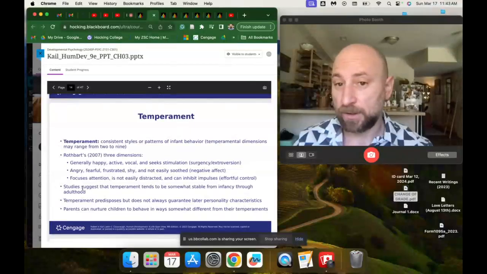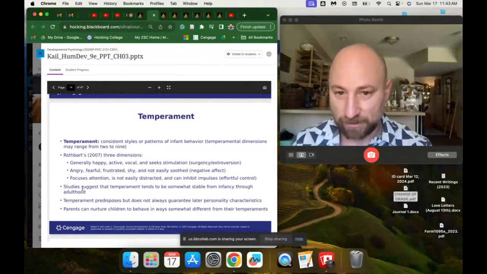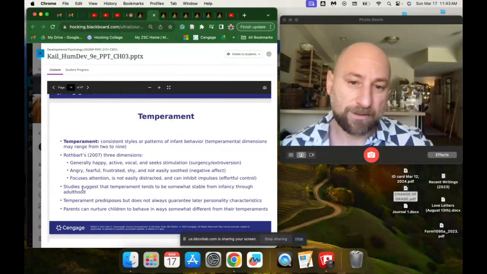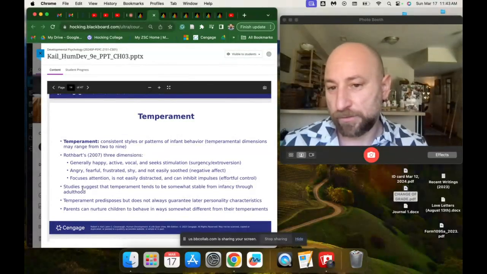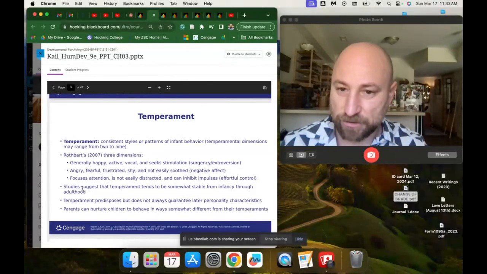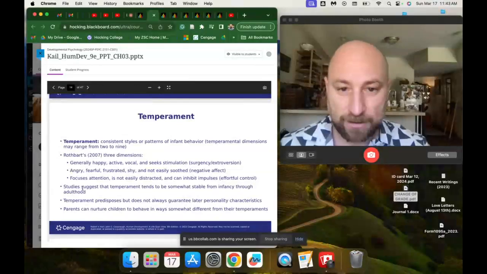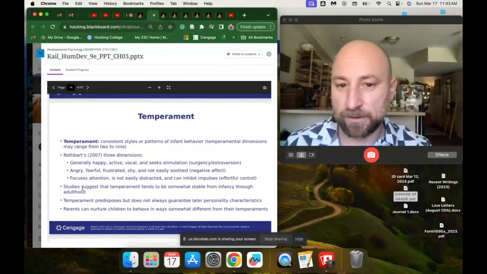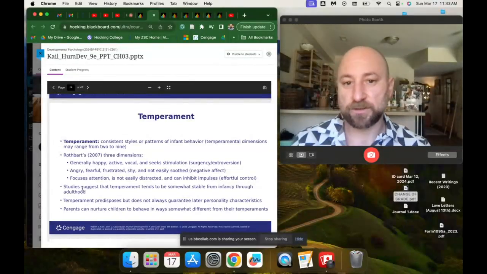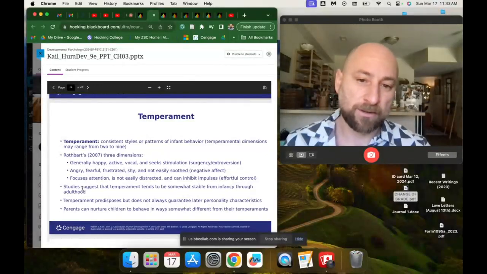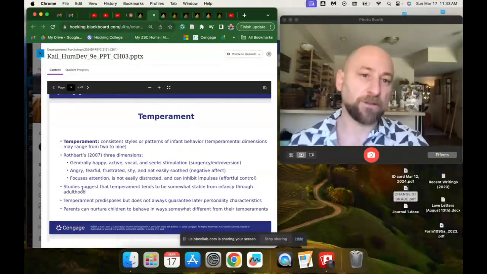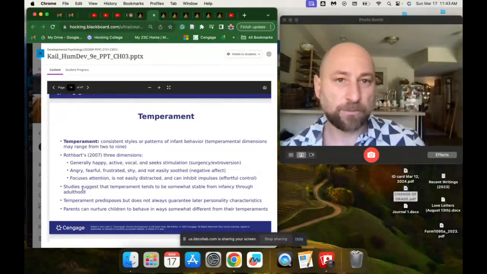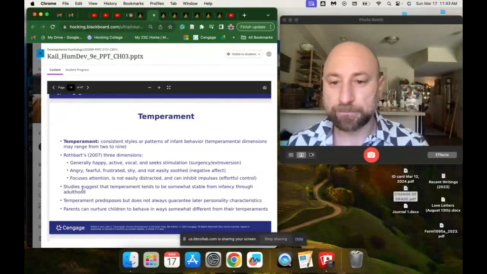How easily does a baby calm down when you pick it up? If it does get disturbed, how easily does it get disturbed? How easily does it calm down? These are basic elements of personality. And third, focuses attention, is not easily distracted, or can inhibit impulses. So even at a very young age, you see differences in things like impulse control and ability to focus on a task, or is the child just more mesmerized by things in the environment?